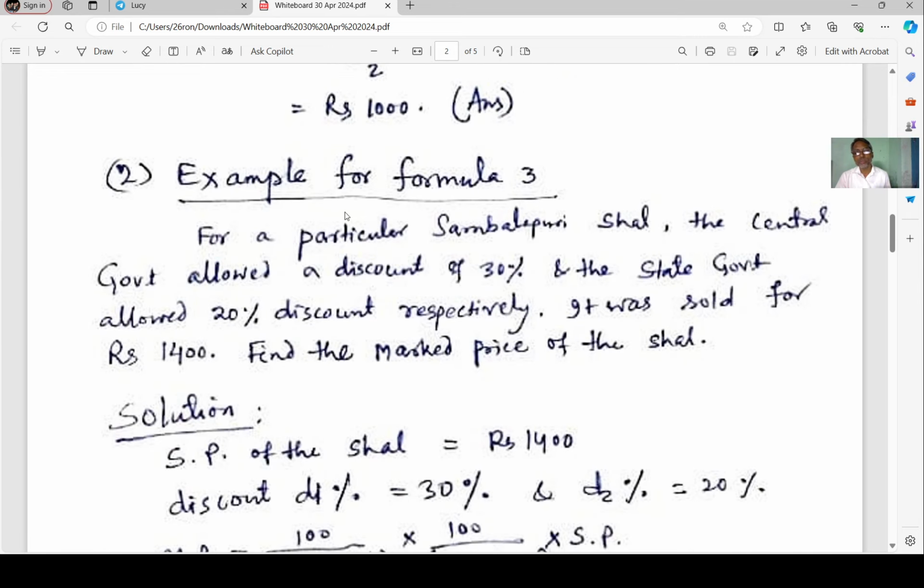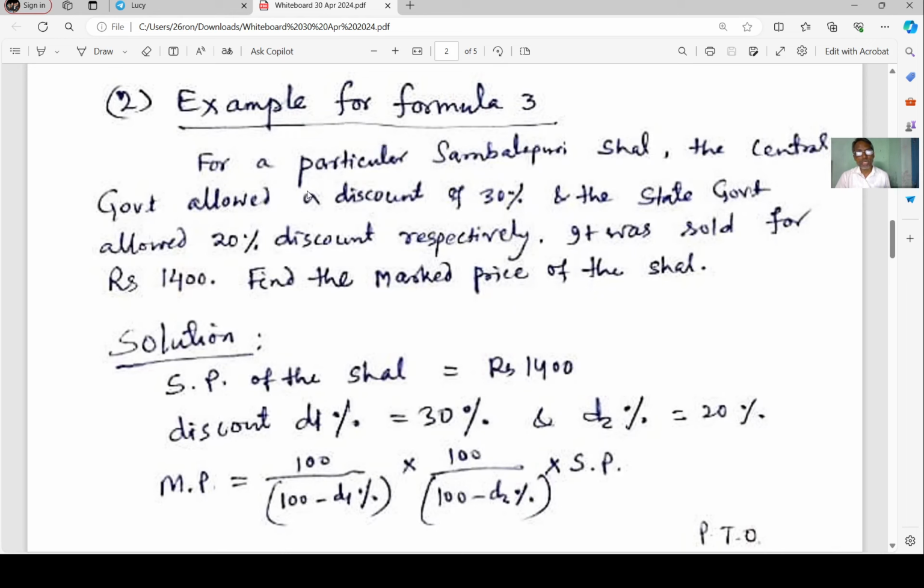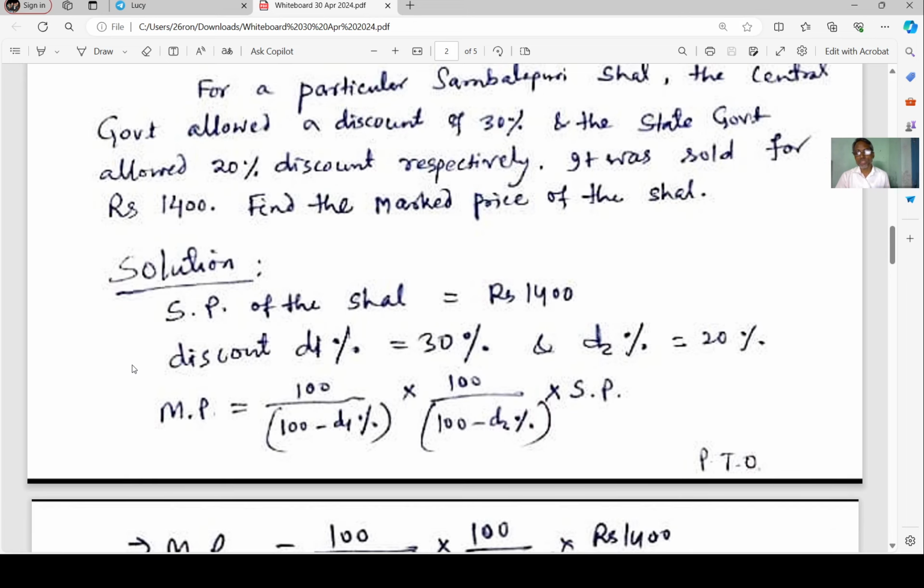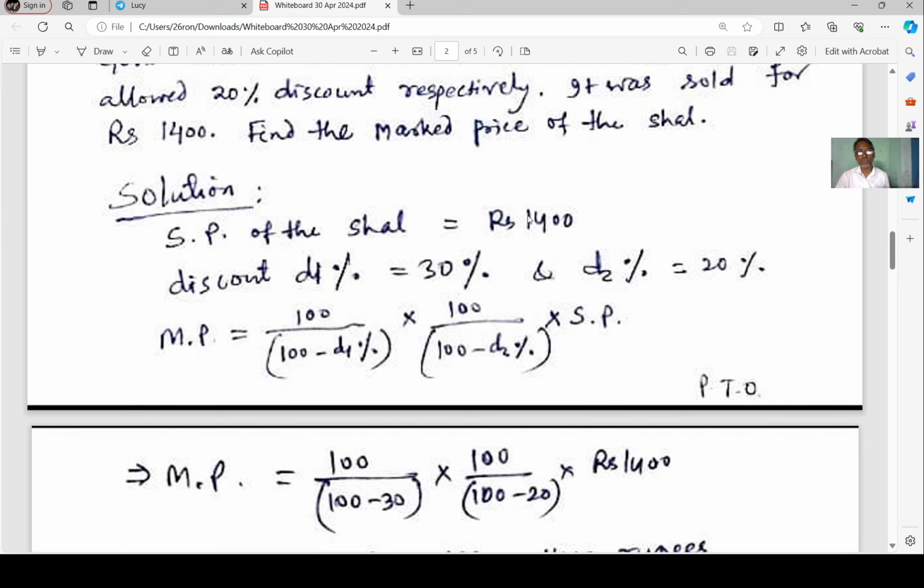Example 2 for formula 3. For a particular Sambalpuri shawl, the central government allowed a discount of 30% and the state government allowed 20% discount respectively. It was sold for rupees 1400. Find the marked price of the shawl. Solution: sale price of the shawl is rupees 1400. Discount percent D1% equal to 30% and D2% equal to 20%. So marked price equal to 100 divided by 100 minus D1% into 100 divided by 100 minus D2% into sale price.